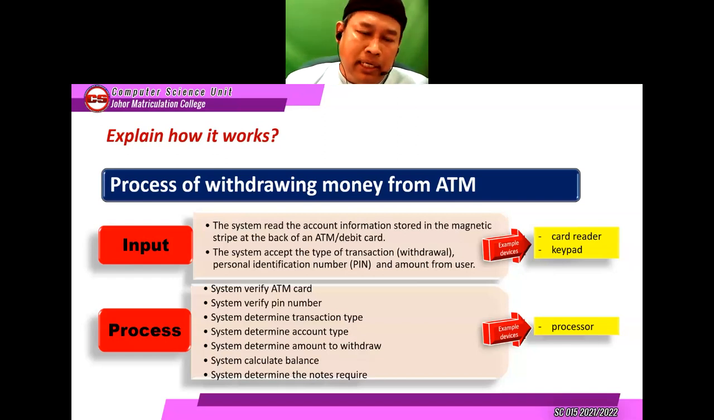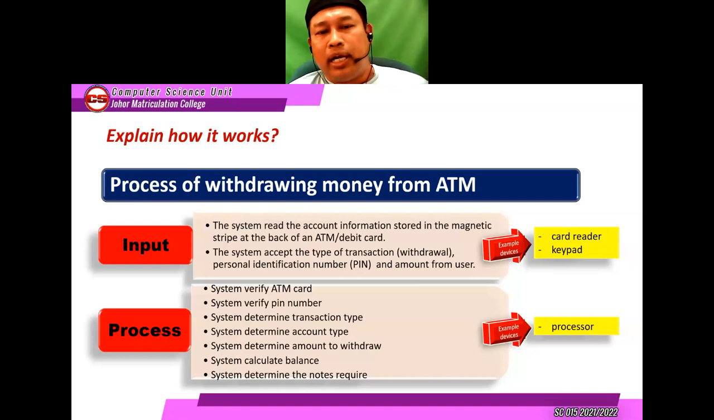It means that when we go to the ATM, what input do we put into the ATM machine? First, you must key in your PIN number. This is number one process, after your card is put into the machine.